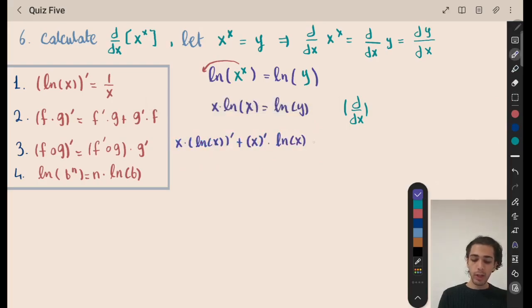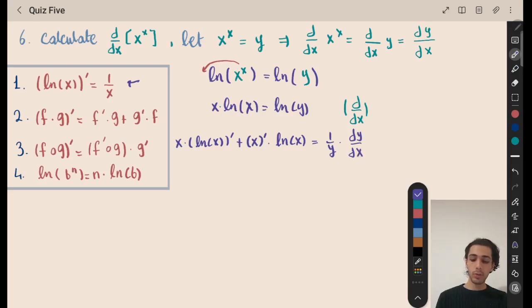On the right-hand side, we have the derivative of ln of y, which is 1 over y by the first point. Almost, because you still need to use the chain rule. Because y is a function of x. Yes, it is. So it is a function of x. So you need to consider dy by dx. Because as I said, the rate of change is not clear. It's not a given value.